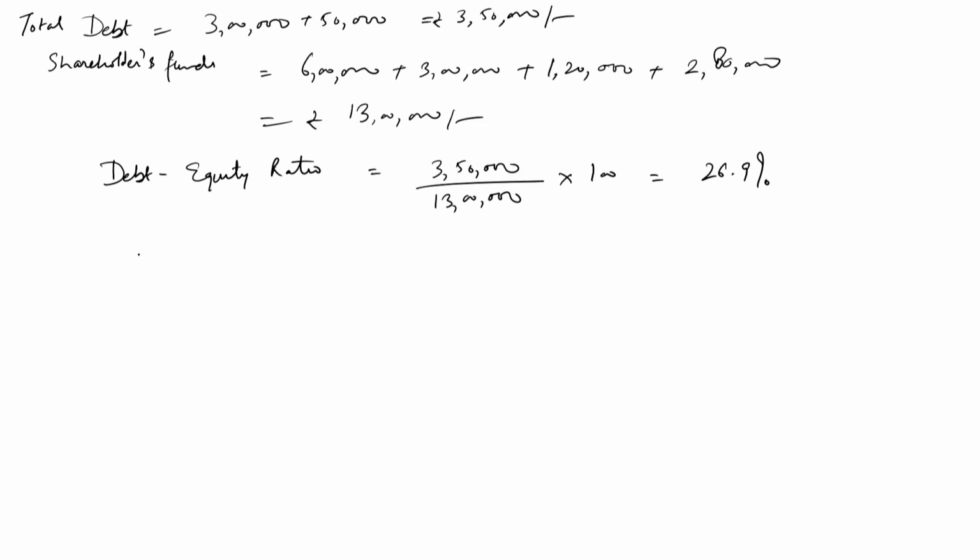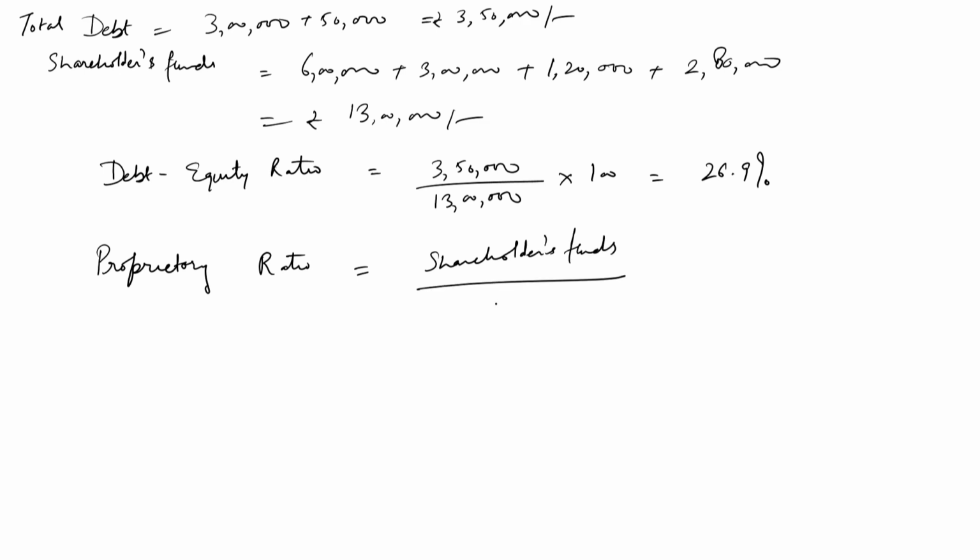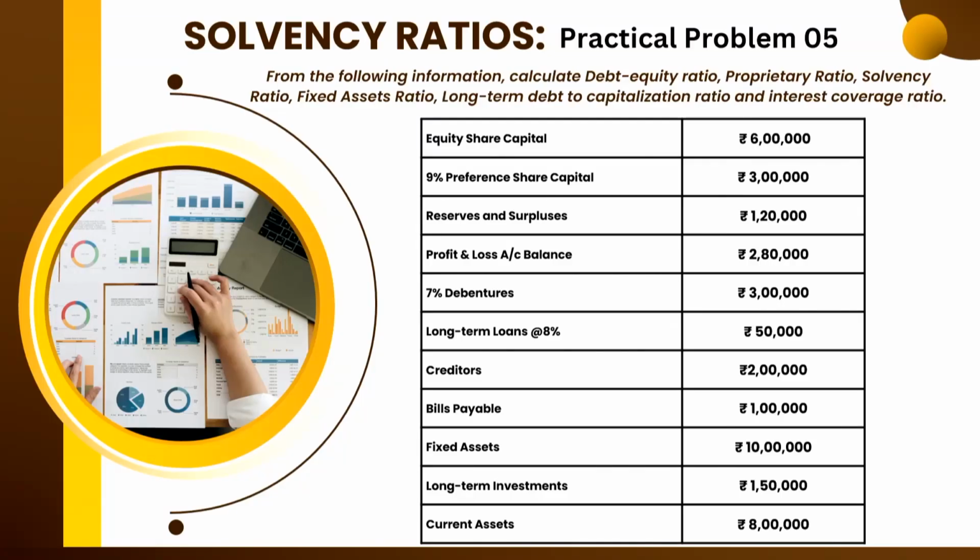It again shows the dependence of the company as a source of financing is shareholders' fund, not the debt at all. Moving ahead to the second ratio, that is the proprietary ratio, which is shareholders' funds upon total assets. Shareholders' funds we already calculated amounting to rupees 13 lakhs, and the total assets of the firm comprise fixed assets 10 lakh, long-term investments 1,50,000 and the current assets amounting to rupees 8 lakhs.